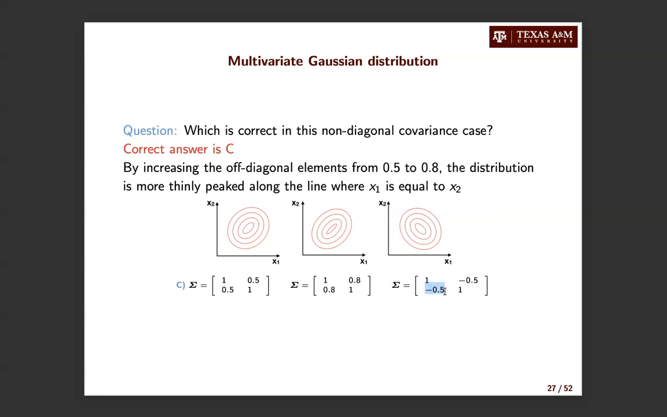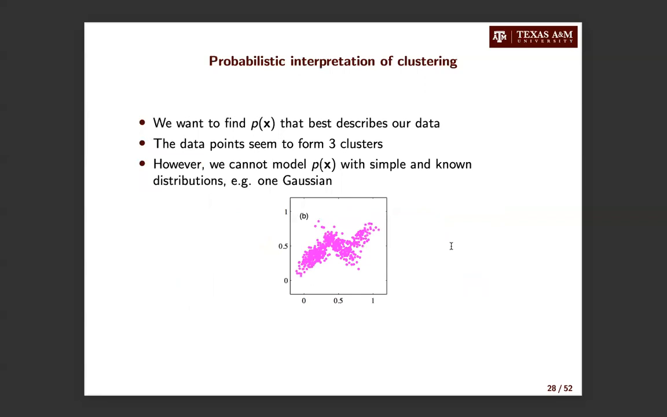Now, why is this important? Because the covariance matrix of the multivariate Gaussian distribution is a very important design element for the Gaussian mixture models.